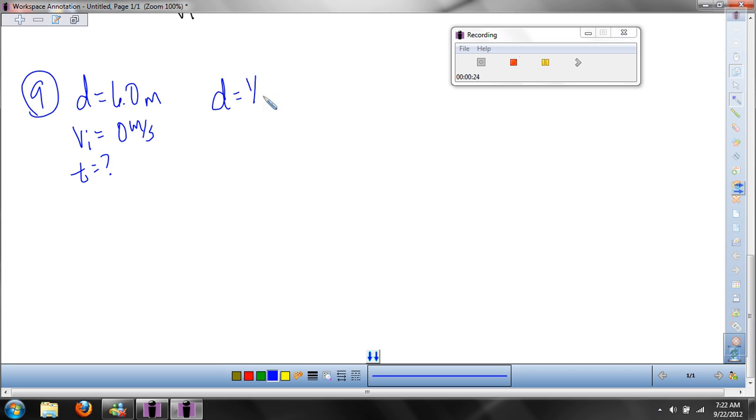Well, d equals 1/2 a t squared plus v_i t. That's going to go away because v_i is 0, so 6.0 meters equals 1/2 a, where a is gravity, 9.8. So when I did that math, I got t to be 1.11 seconds.